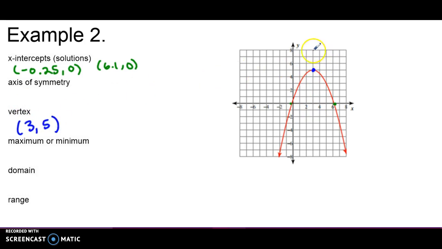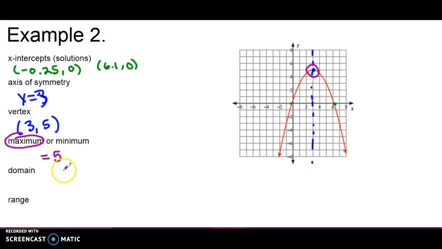My axis of symmetry is the line that crosses through my vertex. So that's at x equals 3. You'll notice it is the same as the x value of my vertex. Because this parabola opens down, my vertex is going to be a maximum. It's the highest point. So this time we have a maximum, and that maximum is equal to 5, or my y value.